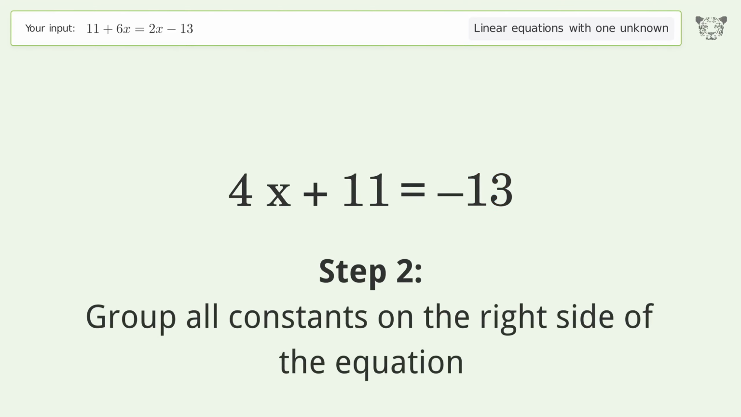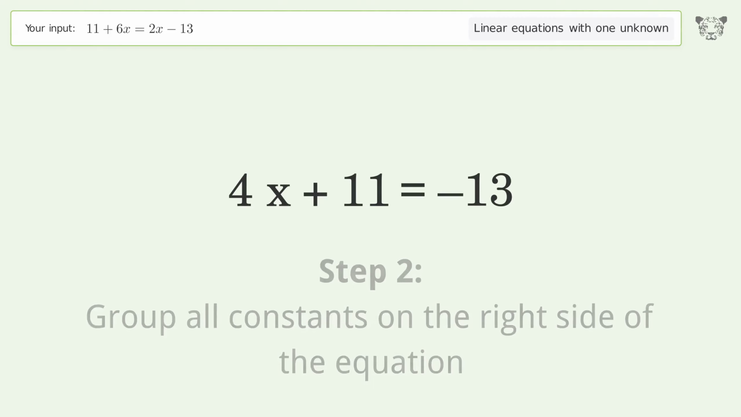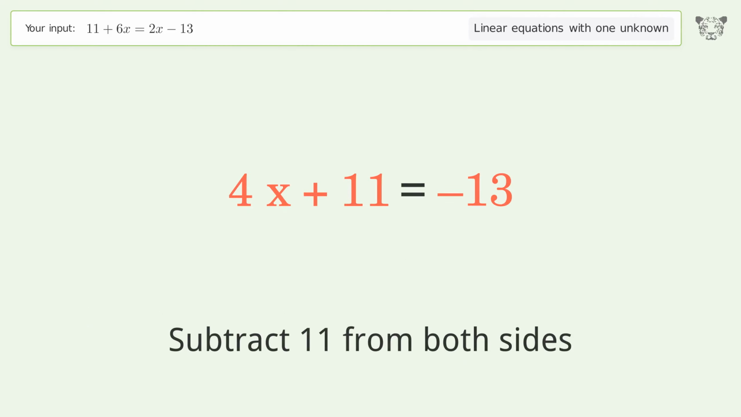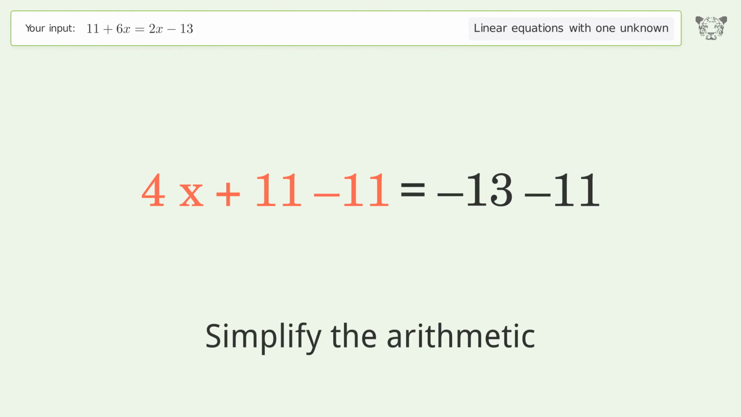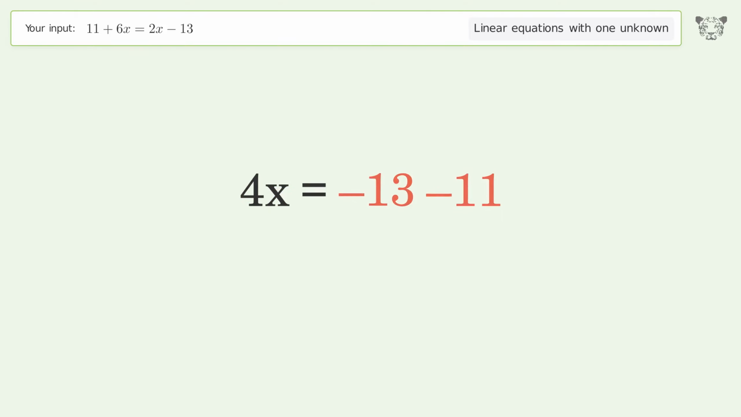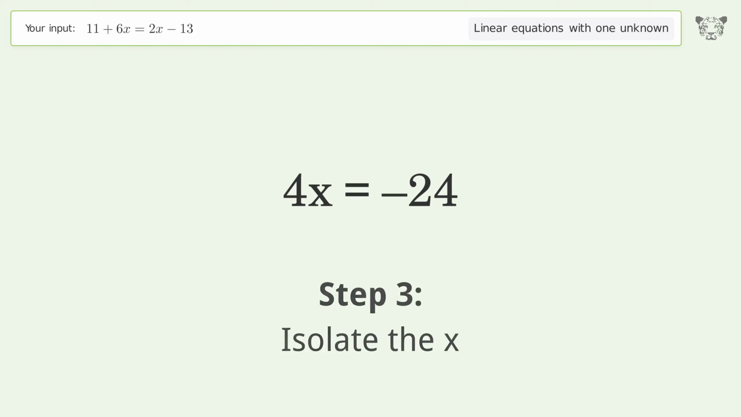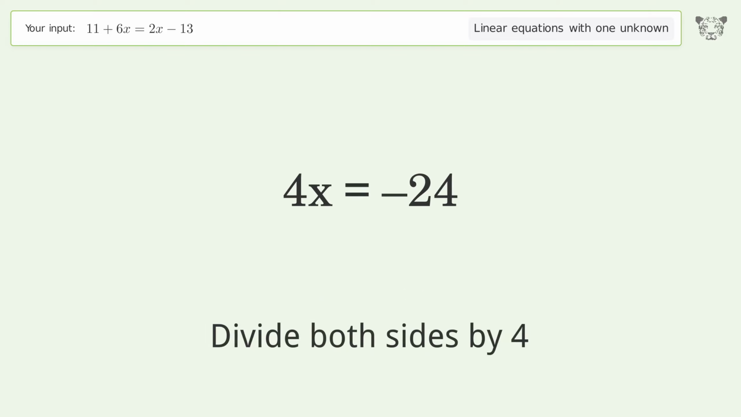Group all constants on the right side of the equation. Subtract 11 from both sides. Simplify the arithmetic. Isolate the x. Divide both sides by 4.